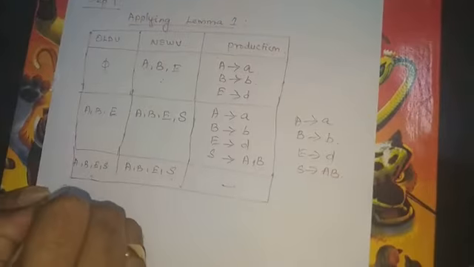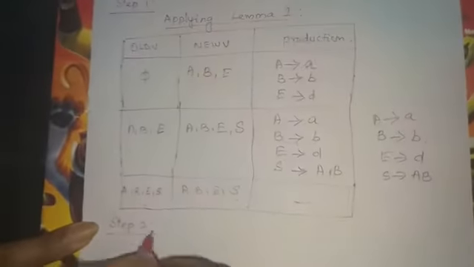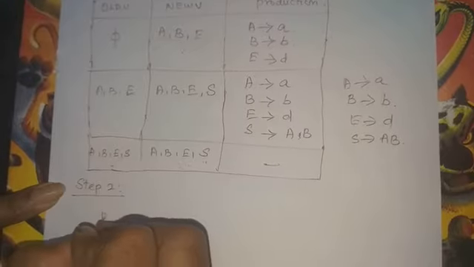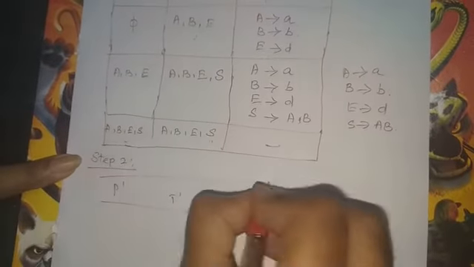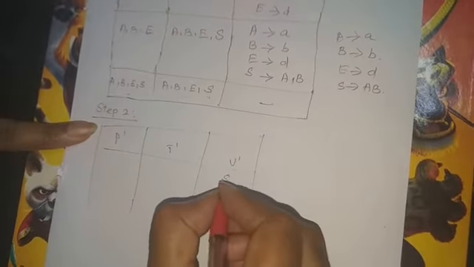Now moving to step 2. When you take step 2, you have to create 3 columns, that is P dash, T dash, V dash. Okay. So what does the second algorithm say? Second algorithm says add S in V dash. So I am adding S in V dash.